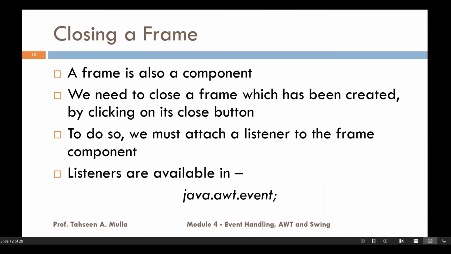Now, while closing a frame, a frame is also a component, right? So we need to close a frame which has been created by clicking on its close button, not programmatically from the terminal, because the user won't be friendly with the terminal console. If you're creating a GUI and your GUI components don't work, the user won't be switching to the terminal or the console. So you need to make that button work. Whenever I click on the X button, the close button, the window must be closed, right? To do that, we must attach a listener to the frame component to close the window. Again, listeners are available in the AWT package, that is java.awt.event.